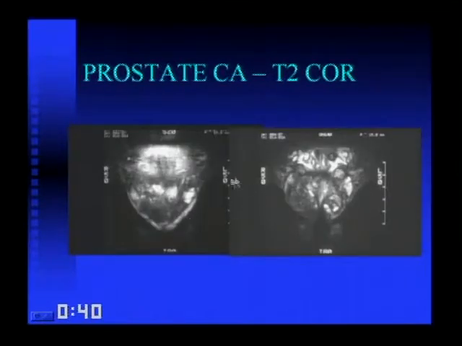T2 coronal scans showing here a straight edge. There's dark signal here. There's no capsular invasion there, but here you can see there's a little bit of irregularity, and there was focal capsular invasion on this side. And here another coronal at another level more through the midgland, and again you can see the dark signal along the edge where the tumor was.